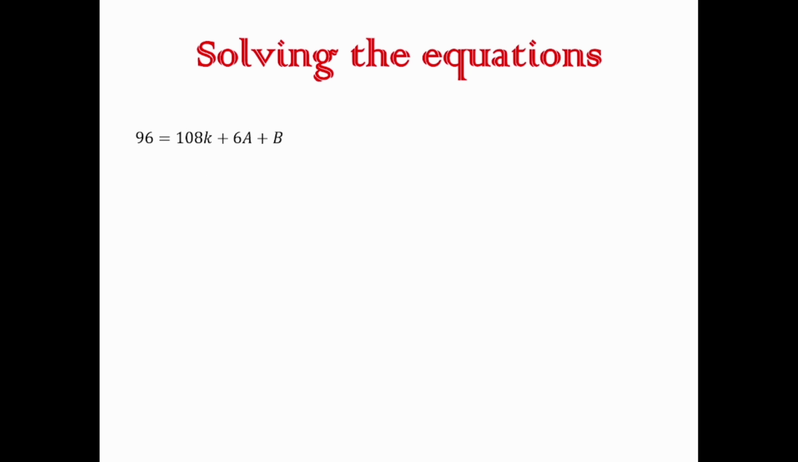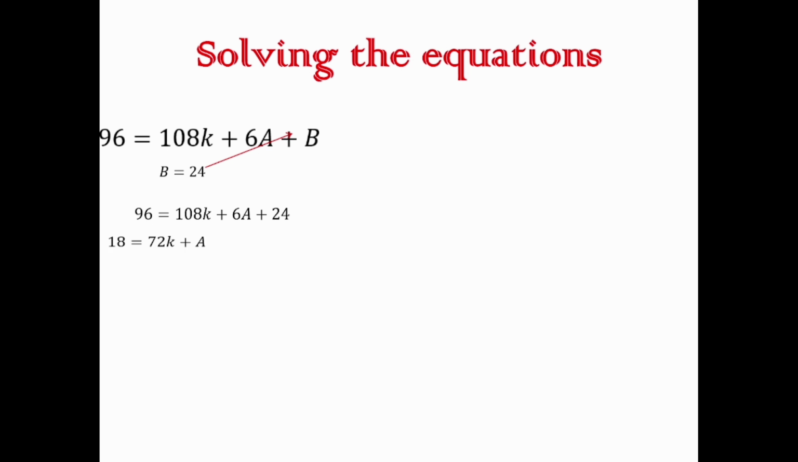So the first equation we pick is the most complex one, which represents that of displacement, with all the components in it. And we have that B is equal to 24. So if we put 24 in the place of B, what we have at the end of the day is 96 is equal to 108k plus 6A plus 24. And also we have our equation for velocity, which is 18 equal to 72k plus A. We can choose to make A the subject of the formula, A is equal to 18 minus 72k, and take it back into our equation for displacement.